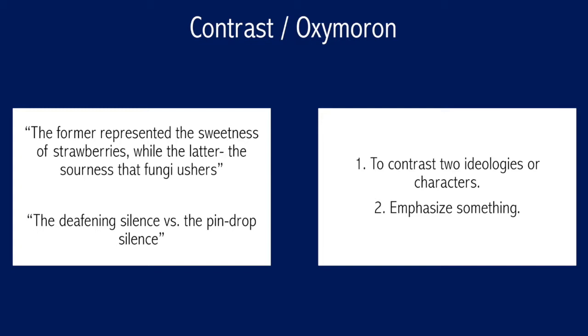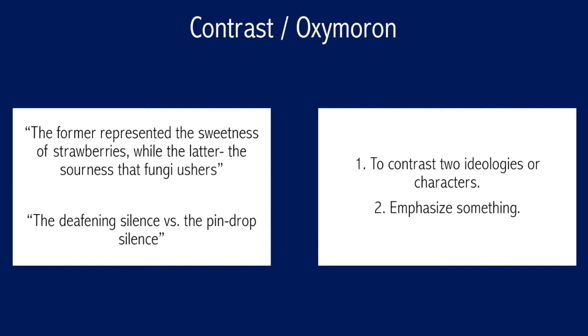Moving on, you also do need to know what contrast is. It is used very commonly. Sometimes it is just simply used to contrast two ideas or two characters. So you might say the former represented the sweetness of strawberries, while the latter the sourness that fungi ushers. So here we're using it to contrast the two ideas or the characters. We are saying one was really sweet, a nice person, while the other, well, not someone you would really want to be around. And you might also use it to emphasize something.